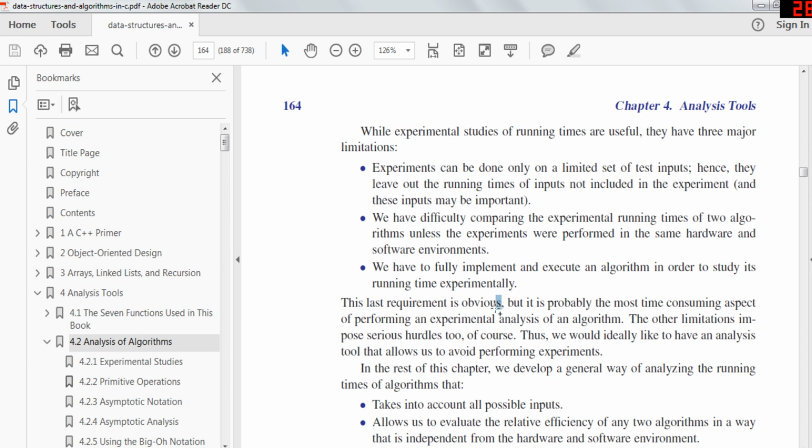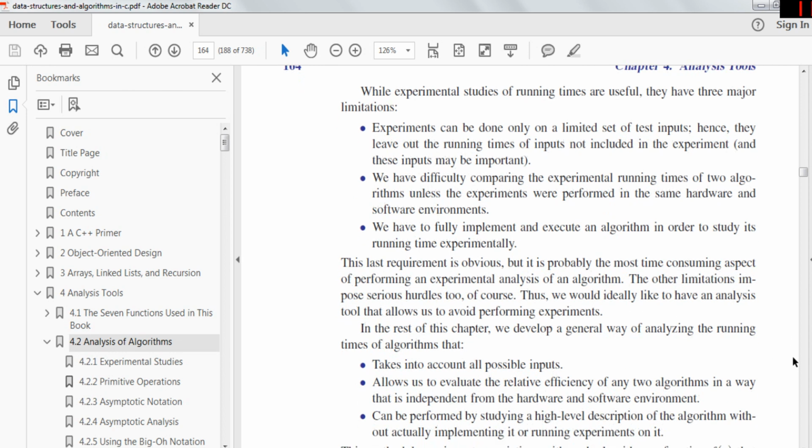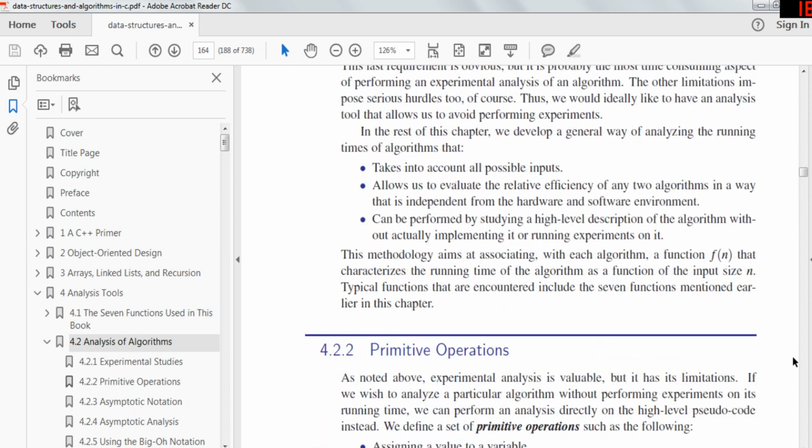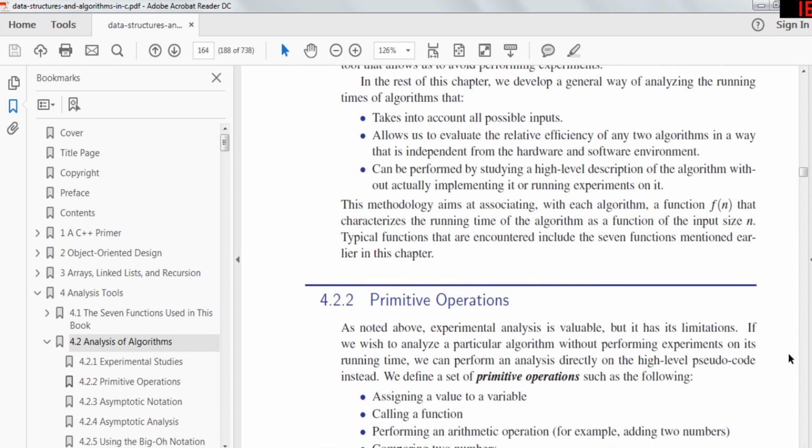So the last statement is obvious, but it's probably the most time-consuming part of performing experimental analysis of an algorithm. The other limitations impose serious hurdles too. Thus, we would ideally like to have an analysis tool that allows us to avoid performing experiments.